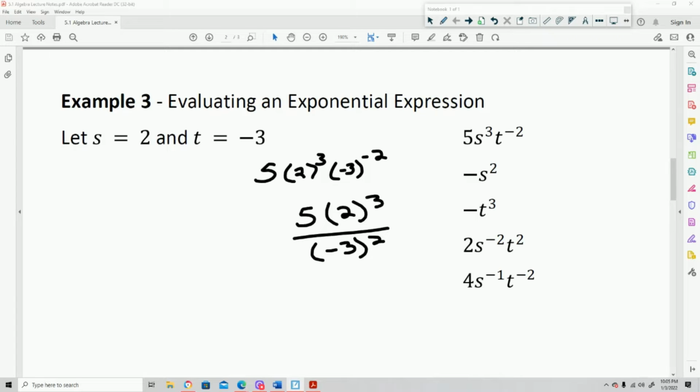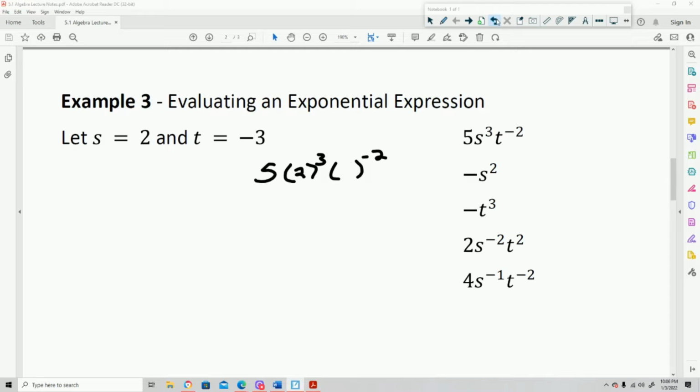Okay, now let's do some simplifying. You've got to do exponents first. So 2 to the 3rd power is equal to 8. 2 times 2 is 4, times 2 is 8. 8 times 5 is 40. Okay, so 40 on top. On the bottom, the negative is squared along with the 3 because it's in parentheses. You square that, you get 9. Okay, now, improper fraction, we can probably just leave it like that if we wanted to, or if we want to make it a mixed number, we certainly could. That's going to be 4 and 4/9. And that is the simplified form of that one.